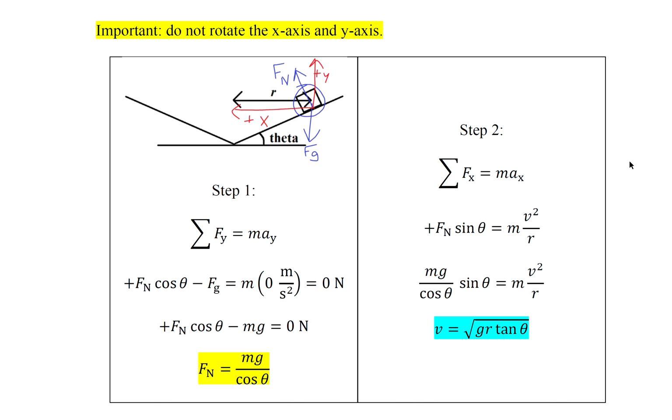Remember, question 1 had force of friction, question 2 has no force of friction. Question 1 has theta equals 0, question 2 has a non-zero theta. So in question 2, you could see as r and theta increase, then v also increases.